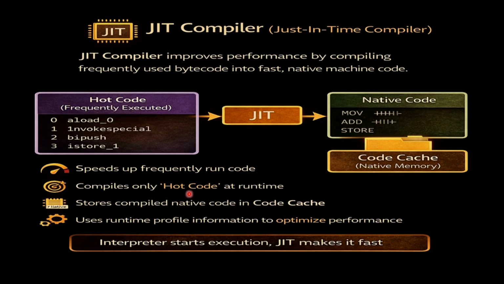So it compiles only frequently executed bytecode at runtime. So this hot code is sent to the JIT compiler. The JIT compiler converts this bytecode into native machine code. This compilation happens at runtime, that's why it's called just in time. After compilation, the native machine code is stored in the code cache, native memory. So the code cache is a part of native memory. The JVM directly executes this native code next time. No interpretation, no recompilation. So this is what this line means, stored compiled native code in code cache.